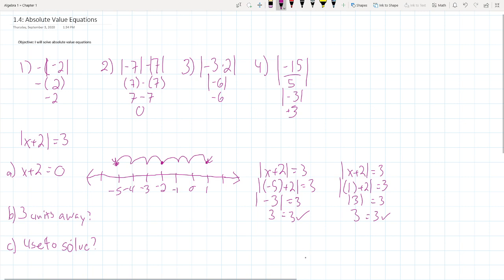Part C asks us, how can you use the number line to solve an absolute value equation? The way that we can use a number line to solve an absolute value equation is if we do this step, this part that we have in A, where we take what's inside that absolute value and set it equal to 0. We can actually find the middle point, and then from there we can go the number of units away that we need to, and so we can go 3 to the left and 3 to the right.